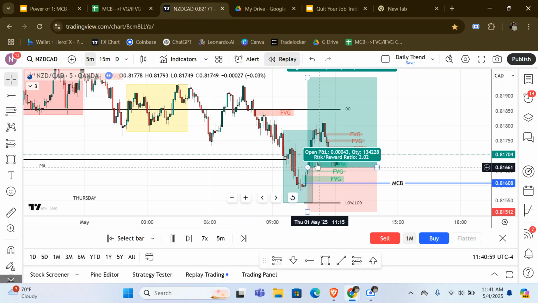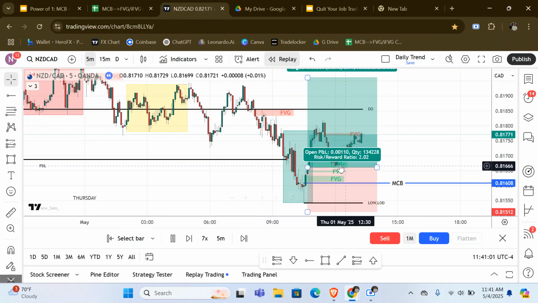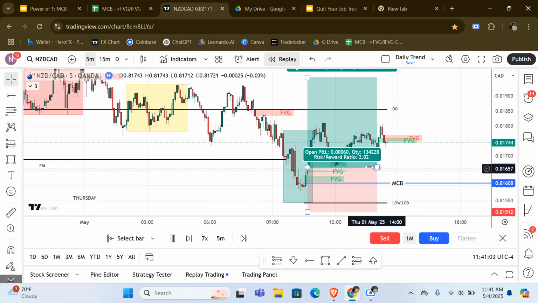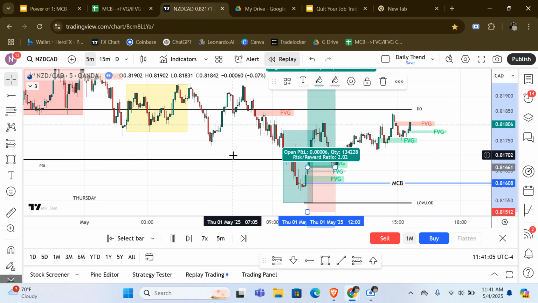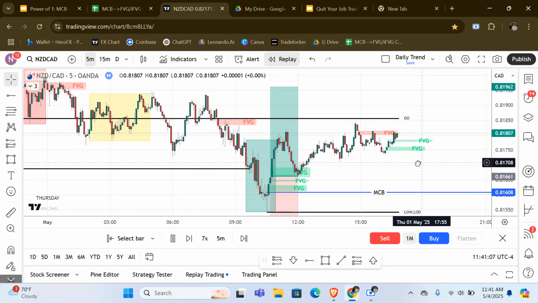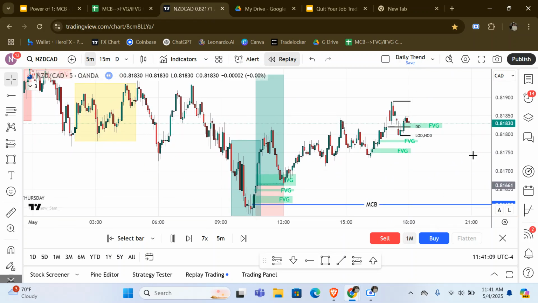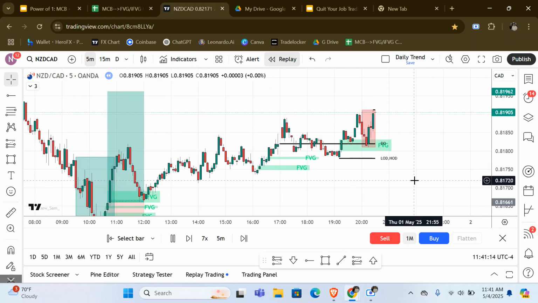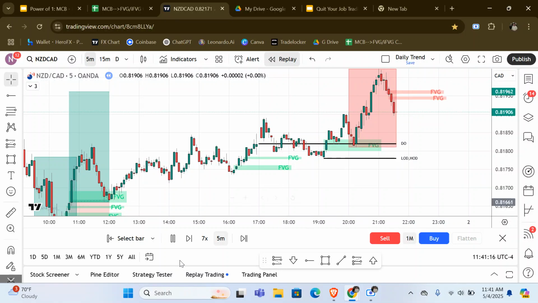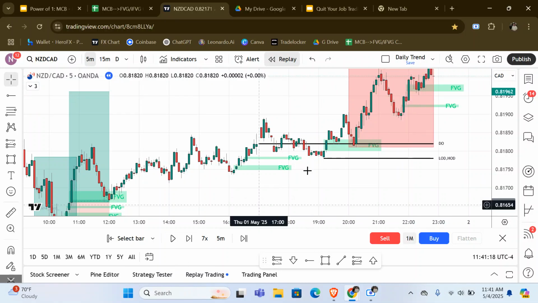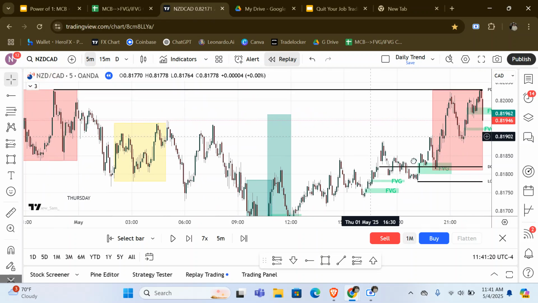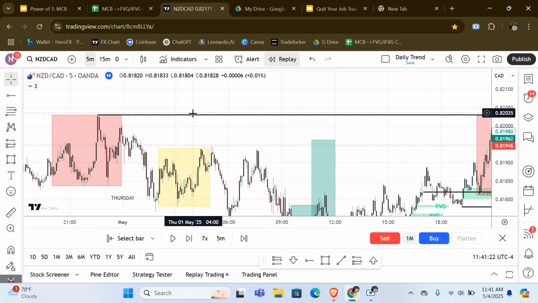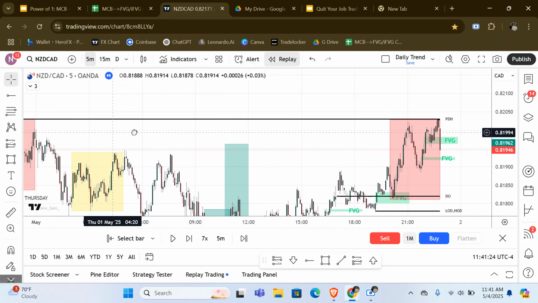See how these green fair value gaps hold. Price retraces a little bit into this fair value gap, but it does hold. I think we're going to get into the next day. Yeah, so now we're into Friday. And price does hit our take profit and keep rising. Okay, and that's that. Eventually even reaching the Asian high and the prior high of the day too.